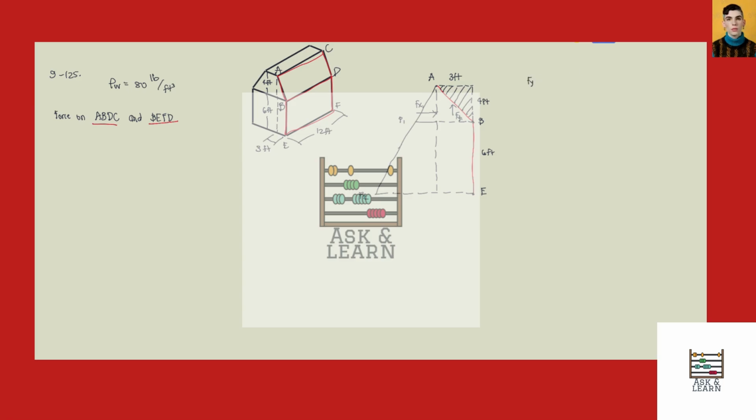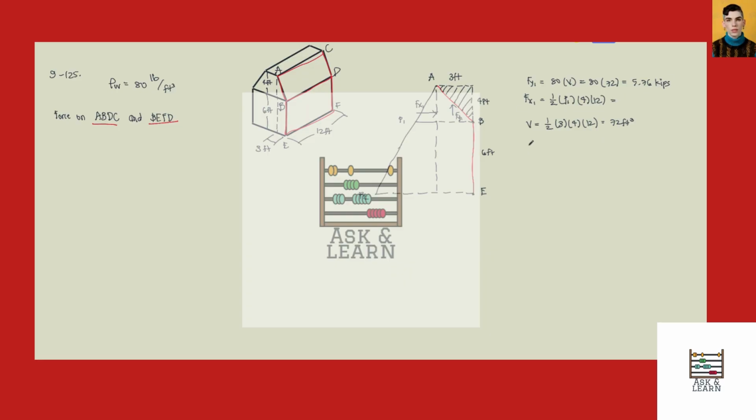So Fy1 is equal to 80 times the volume displaced, and Fx1 is equal to 1/2 of the pressure 1 multiplied by 4 times 12. So for Fy1, the volume is 1/2 of base times height times 12, which is 72 cubic feet. So our Fy1 is equal to 80 times 72, which is 5.76 kips.